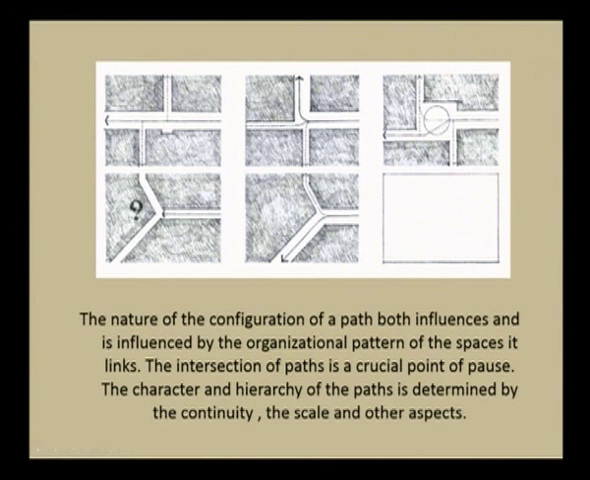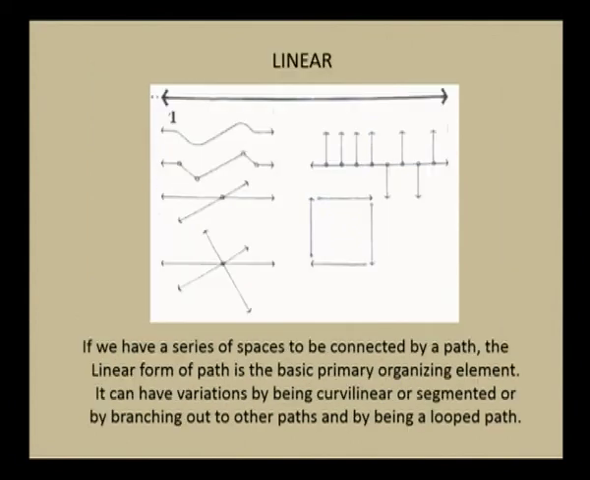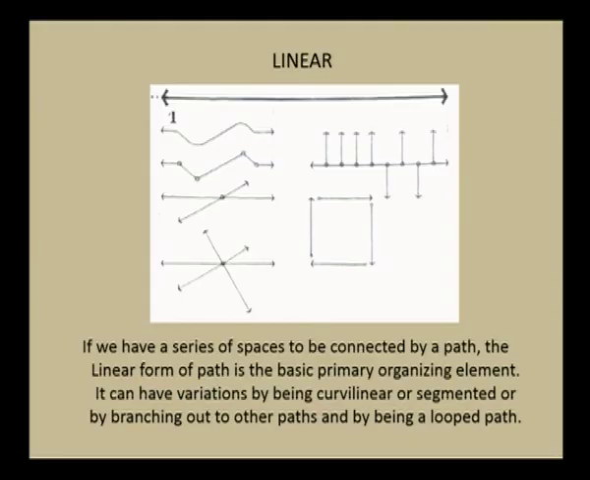A simple path can lead to very interesting activity and movement inside a building or at the scale of the city. Now we will see certain varieties of configuration of path. First, the linear path. If we have a series of spaces to be connected by a path, the linear form of path is the basic primary organizing element. It can have variations by being curvilinear or segmented, by branching out into other parts, or by being looped.